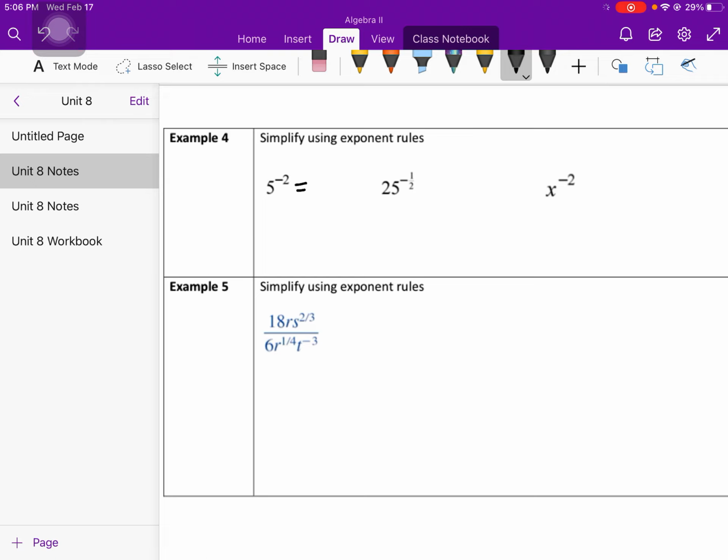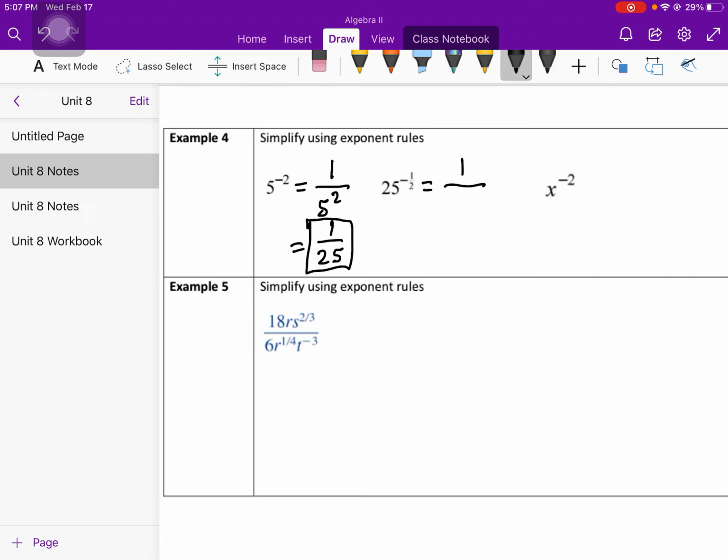Simplify using the exponent rules. Remember, we do not want to have negative exponents in our final answer. So what we're going to do is rewrite this as 1 over 5 squared. And then since we can simplify, might as well do it. So 1 over 25 is what we would get.